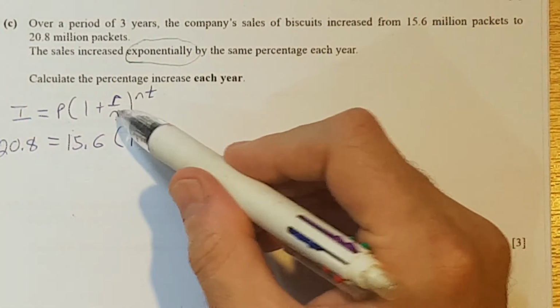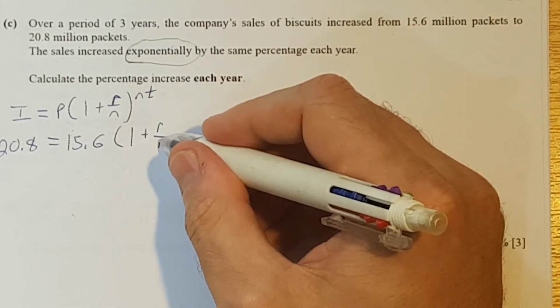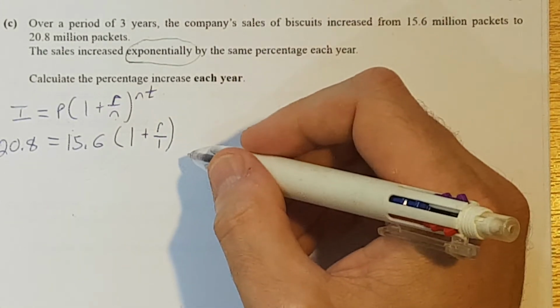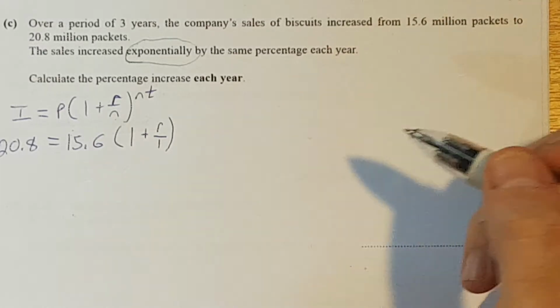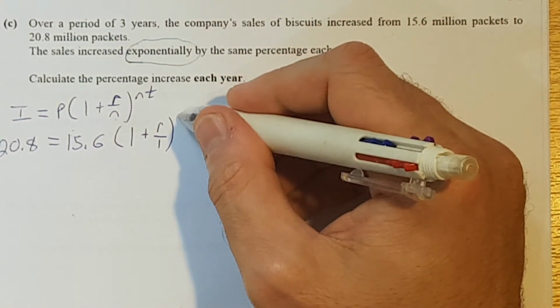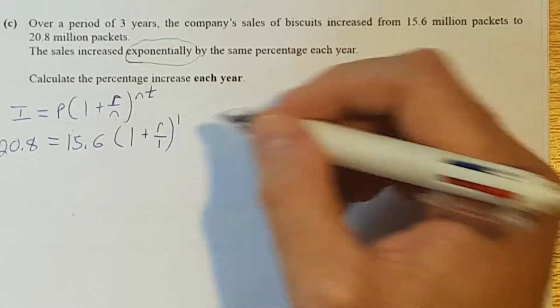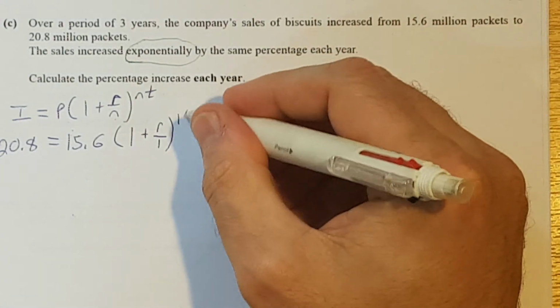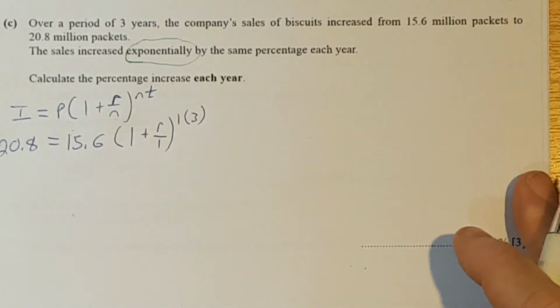And then the N stands for number of compounds per year. Like I said, it's going to be a 1 almost all the time if you're an IGCSE student. I don't think I've seen an exception to that. And then 1 times the time, and that's 3 years. Okay?